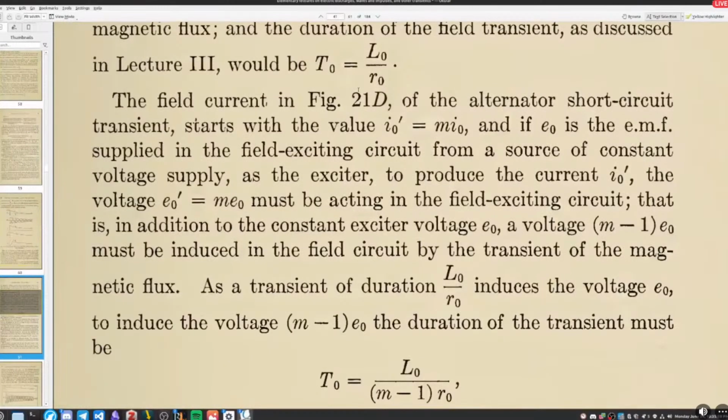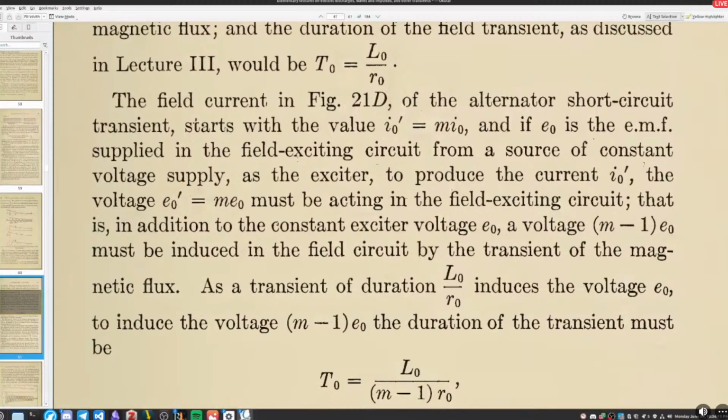If the field current in figure 21D of the alternator short circuit transient starts with the value I naught prime equals M times I naught, and if E naught is the EMF supplied by the exciter to the field circuit from the source of constant voltage, then to produce the current I naught prime, the voltage E naught prime equals M times E naught must be acting in the field exciting circuit.